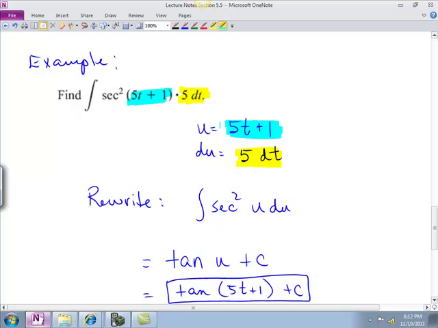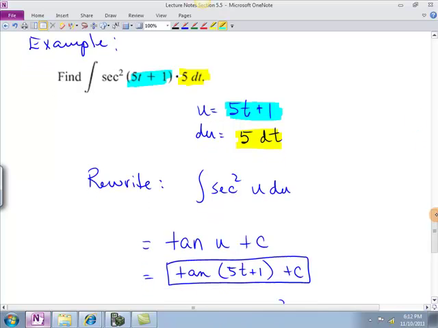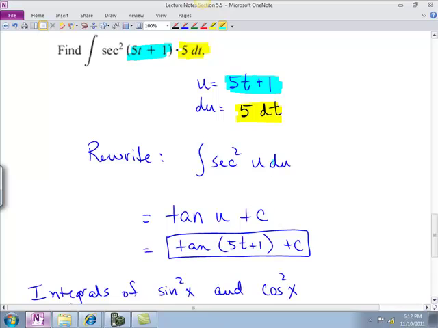So now I'm ready to rewrite, and I have the integral of secant squared u du. Do you have an integral rule for secant squared? Tan u plus c. So once you have that, then tan of whatever u was plus c.